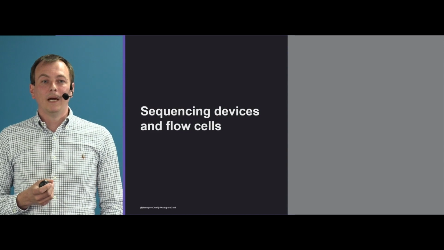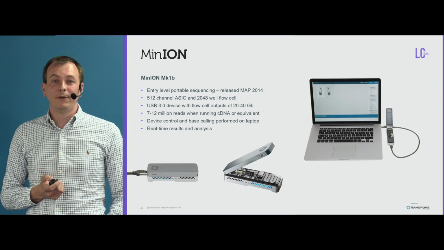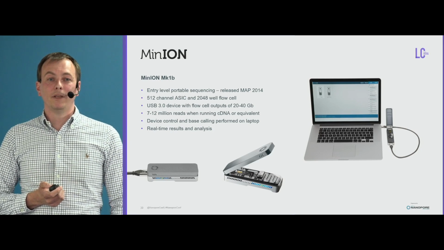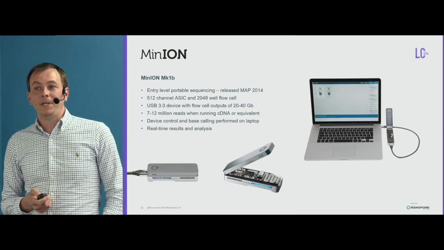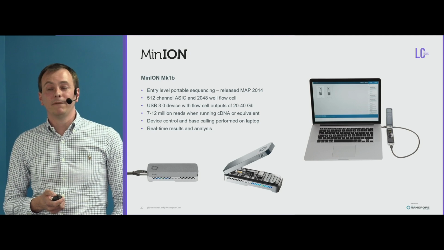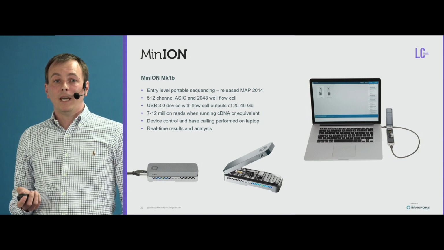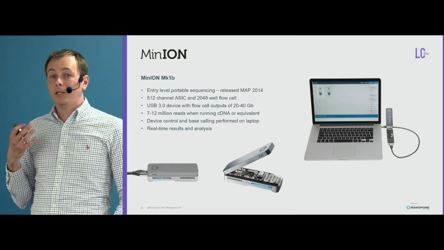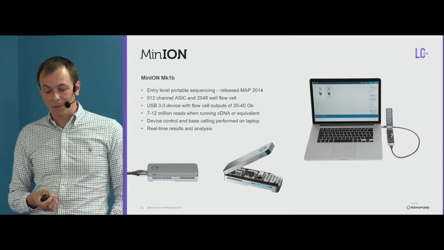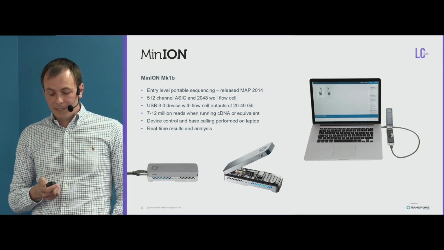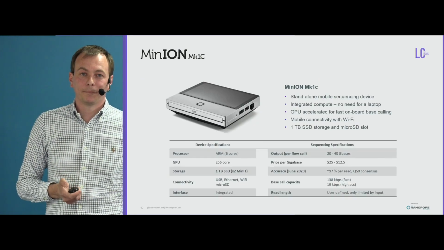So I'm going to very quickly rattle through our sequencing devices. MinION should need no introduction really. First released as part of MAP in 2014. Uses the MinION ASIC. That's 2,048 wells spread over 512 channels. It's a USB device. It's very, very accessible. It uses your laptop, and MinKNOW is installed in your laptop. Base calling is performed on the laptop as well. So it's deliberately priced to be very accessible if people want to give it a try.